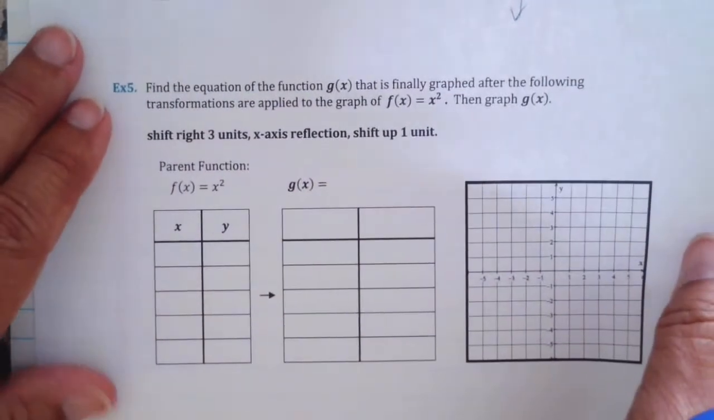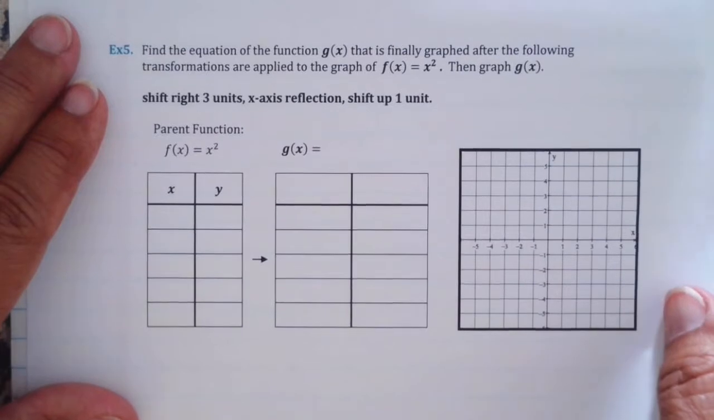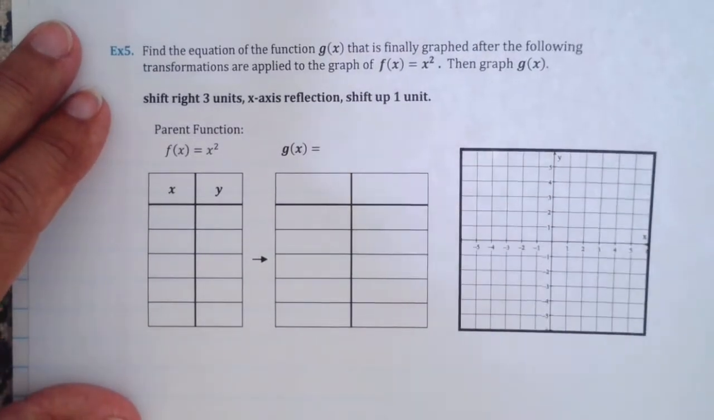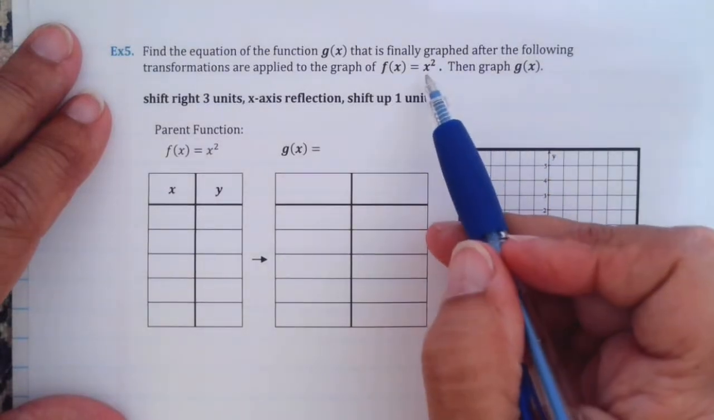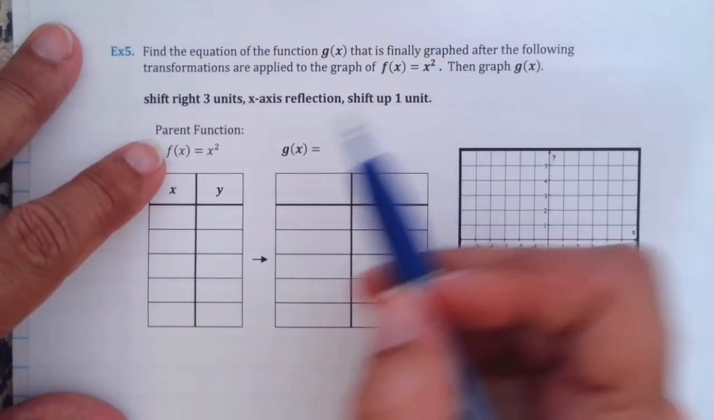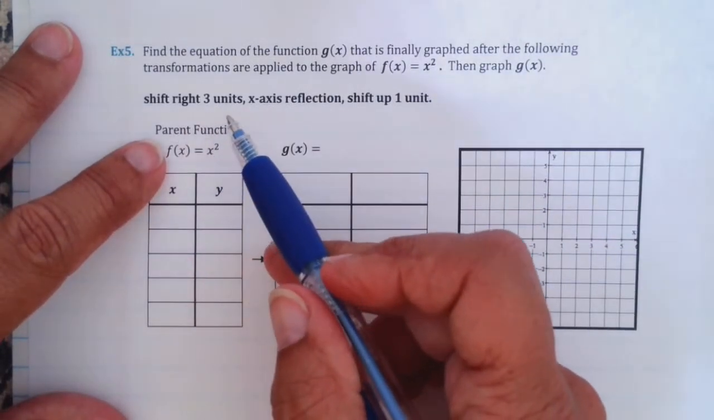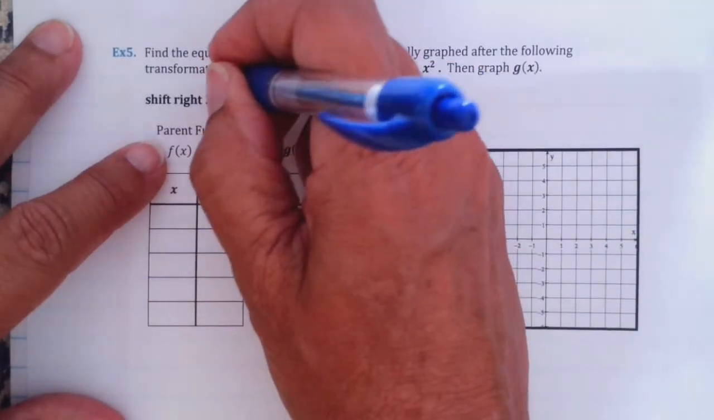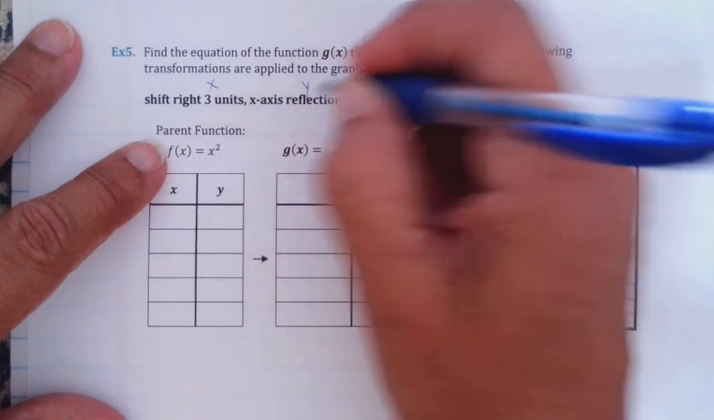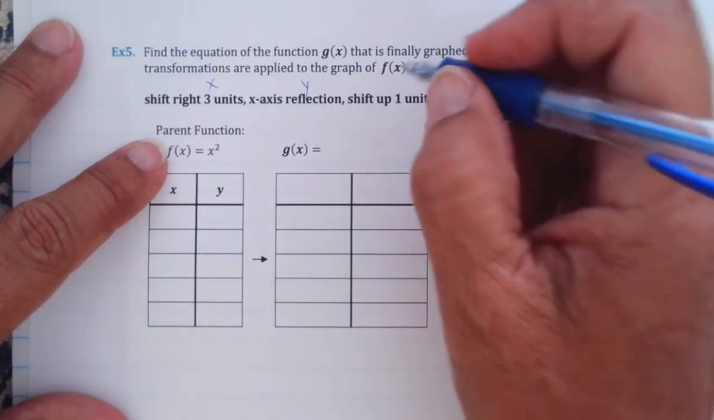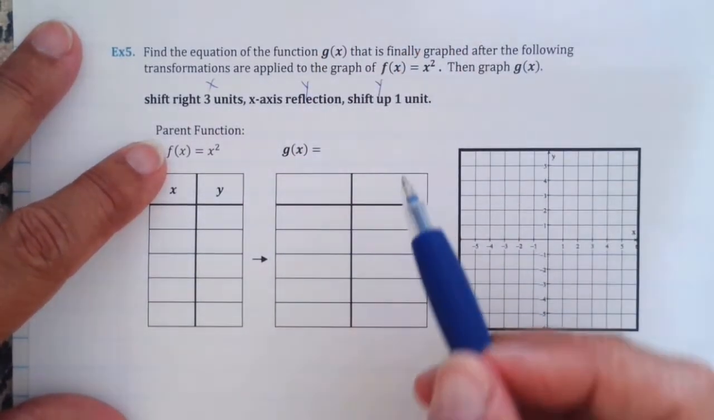All right, example 5. This time they're going to give us the transformation. We're going to write the equation and then graph it. So we're going to use the parent function of x squared. And we want to shift it right 3 units. So this affects x. We want to do an x-axis reflection, which affects y. And up 1, that also affects y.